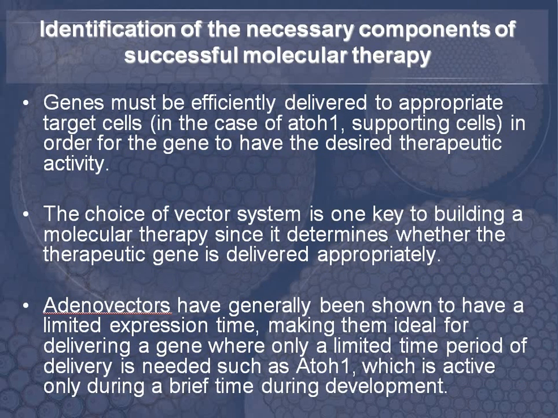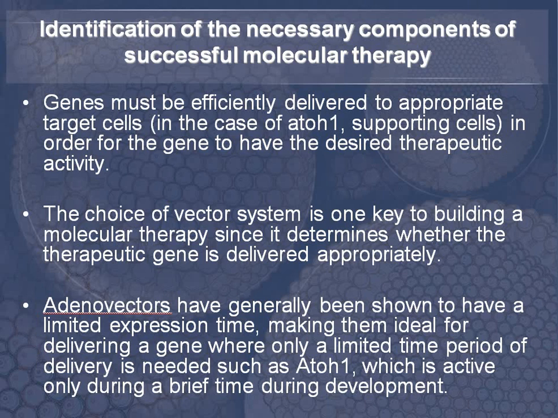Now, the identification of the necessary components of the successful molecular therapy. Gene must be efficiently delivered to the appropriate target cells, in the case of ATOH1, the supporting cells, in order for the gene to have desired therapeutic activity. The choice of vector system is one of the keys to building a molecular therapy, since it determines whether the therapeutic gene is delivered appropriately.